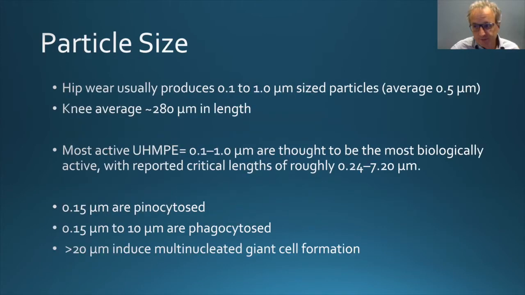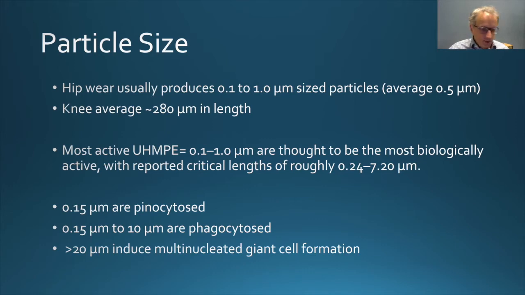Particle size. The hip wear usually produces 0.1 to 1 micrometer size particles. When I was going through my exam, I got confused between micrometers and nanometers, but we're going to deal with micrometers. The knee average is 280 micrometers in length. You can see the hip produces much smaller particles, and these smaller particles are much more active. The plastic in the 0.1 to 1 micrometer length are thought to be the most biologically active.